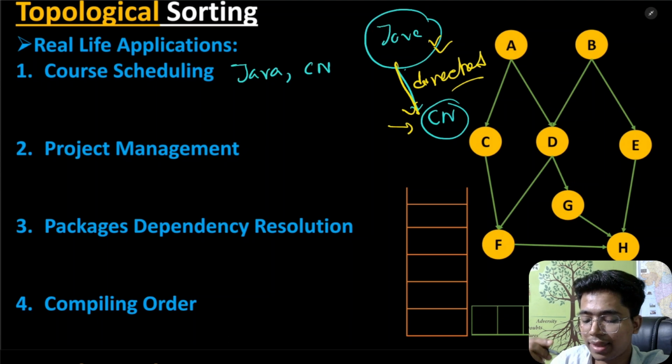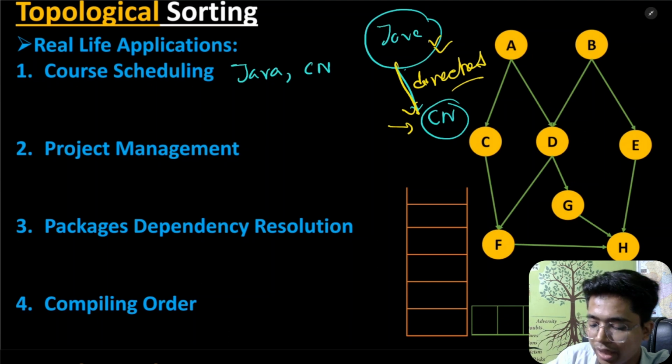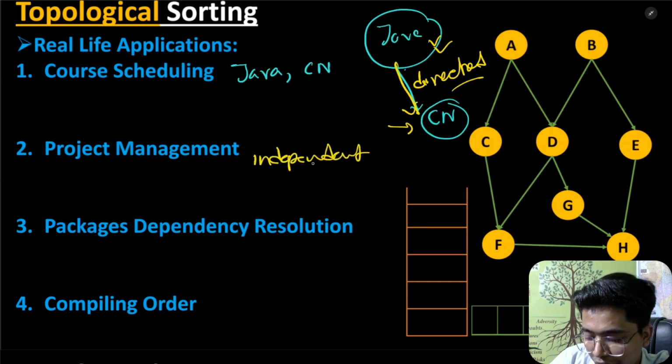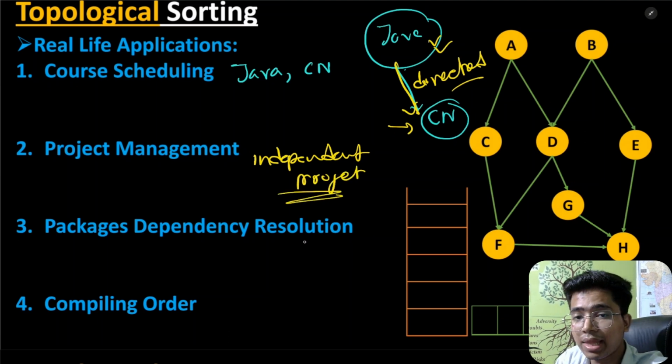Suppose we have a project like this. We have multiple projects and some are not dependent, that means independent projects. So we first complete the independent projects, and then we move towards the dependent project.